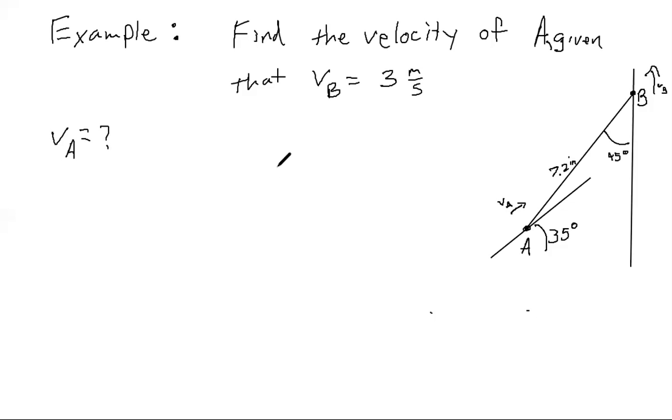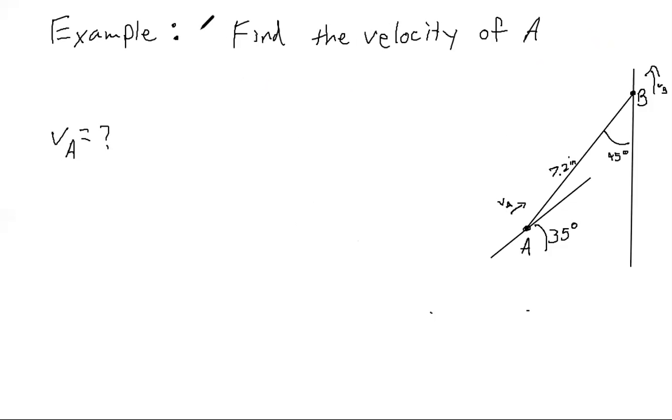So how would we do this? Well, we're going to use the method of instantaneous centers. The first thing we have to do is estimate where the instantaneous center could be. I need to give myself a little bit more room, so hopefully you can remember this 3 meters per second. We're just going to give ourselves more room with the velocity of A.